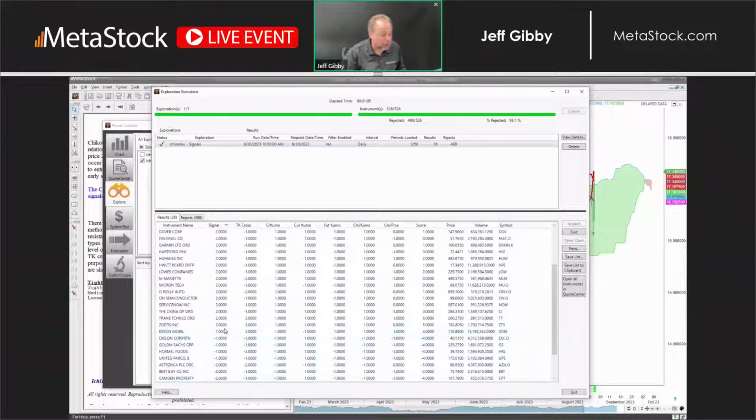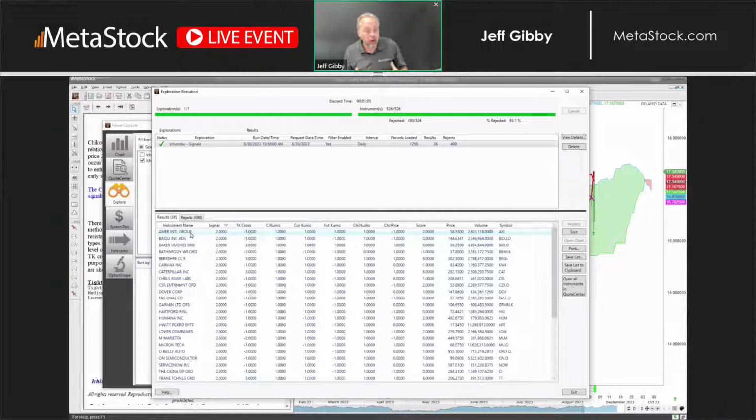There's only one. ExxonMobil had a re-entry. -1 would be an initial re-entry short. -2 would be an initial entry short. Okay. If we come up here and we wanted to get an idea of how all those conditions are looking from a chart, it's scored for us.